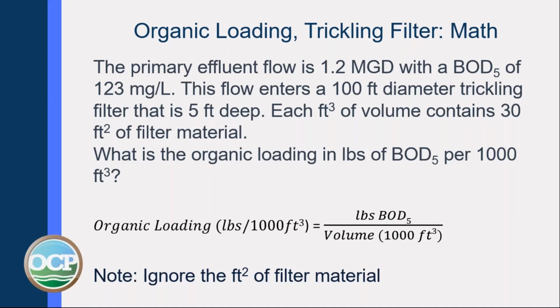So it's pounds of BOD over the volume in 1,000 cubic foot units. If they're asking for BOD per 1,000 cubic feet, you can ignore the line that says each cubic foot of volume contains 30 square feet of filter material. The only time that's used, we'll see here in a little bit. So we want pounds of BOD over the 1,000 cubic foot units.